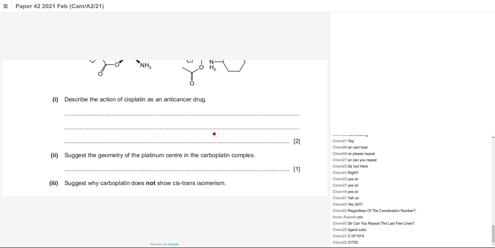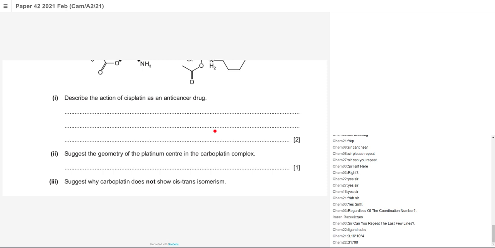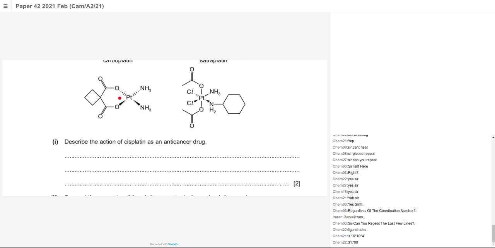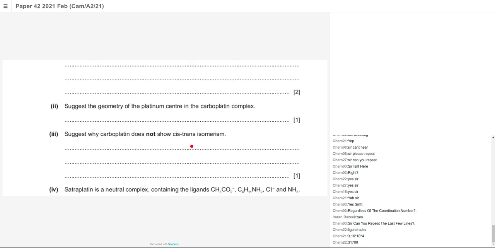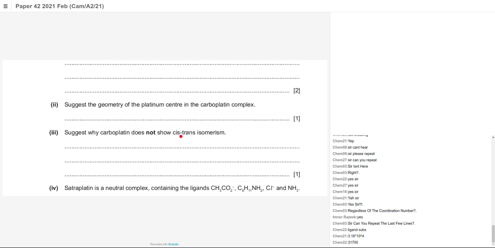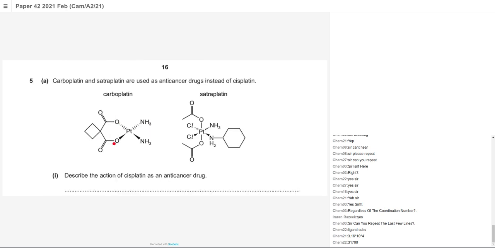Suggest the geometry of the platinum center in the carboplatin complex. This is clearly shown as square planar. Why does carboplatin not show cis-trans isomerism? Because of the cyclic form. The cyclic form cannot form the trans form. How can it form the trans form? Because you can see you can't have two oxygens like this on opposite sides. So the cyclic nature of this part prevents the formation of the trans isomer. I hope that's sufficient for the answer. 1 mark, right?